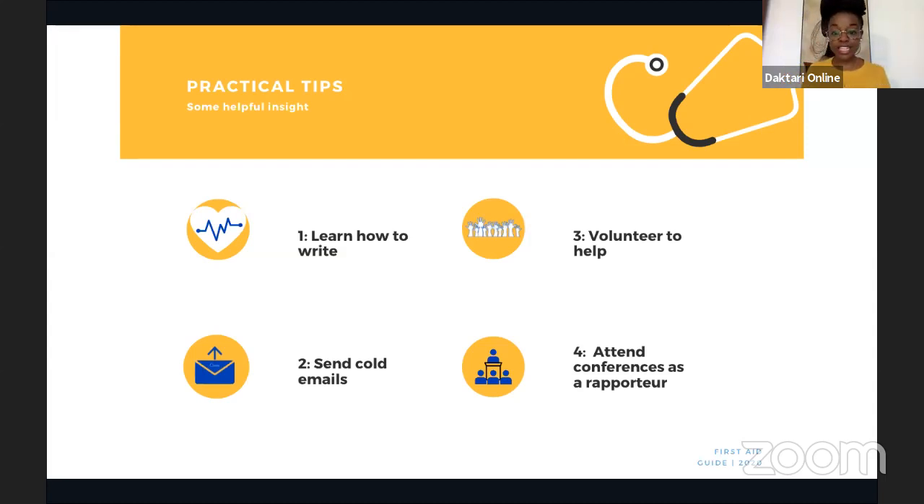And then volunteer to help. Dr. Beda has spoken about that. Just put yourself out there, ask people, do you need any help? What project are you working on? How can I help? Misake is always looking for volunteers. Right now, as part of the COVID-19 task force, they're doing some research, and it's been difficult to find people to help. So put yourself in situations where you're building skills. And then attend conferences as a rapporteur. You get to meet wonderful people and build great networks.